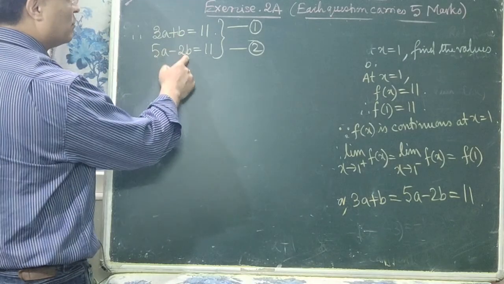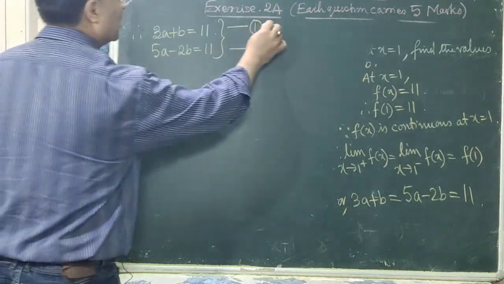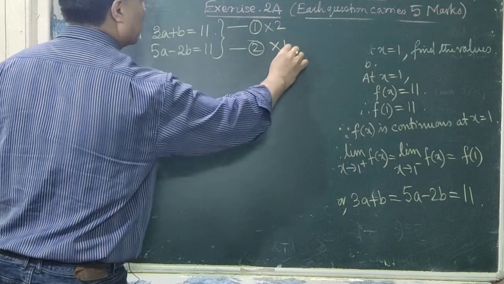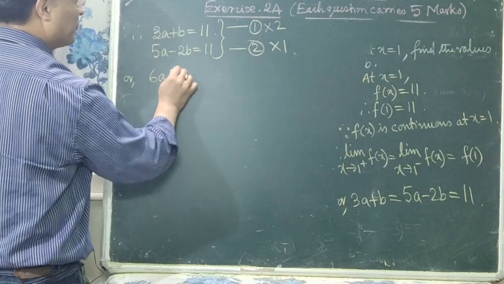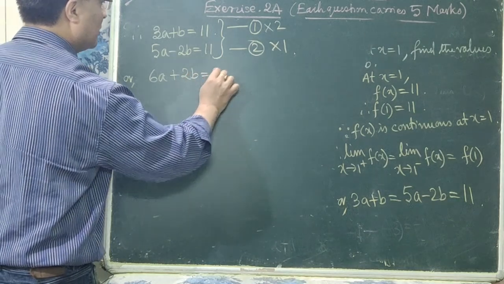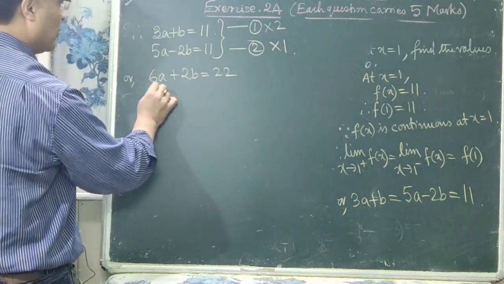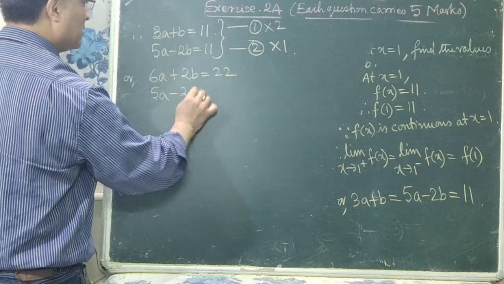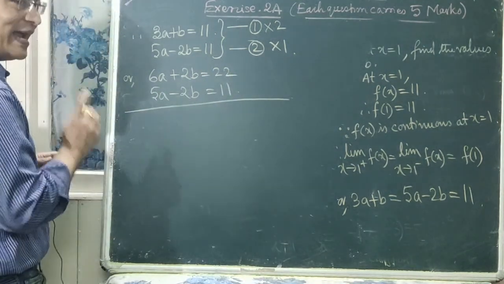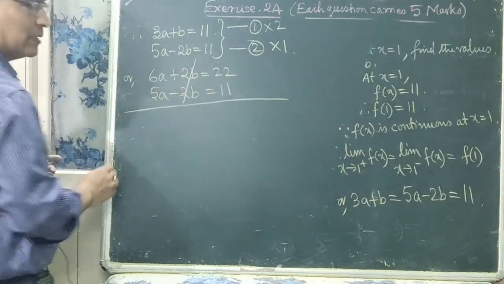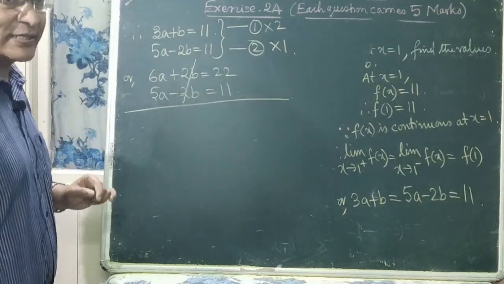Let us make the coefficient of b equal to cancel it, right? So equation 1 is multiplied by 2 and equation 2 is multiplied by 1. So 3 2s are 6a plus 2b is equal to 11 2s are 22. Now multiply by 1 here. 5a minus 2b is equal to 11. Now we can add them, so then we can cancel it. If you add, you don't have to change the sign here.